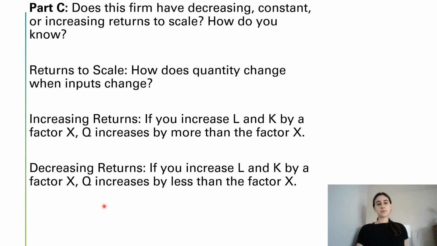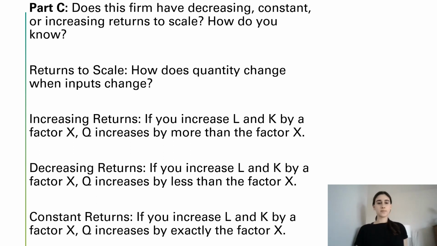Let's look at decreasing returns. Here's what they look like. If you increase the factors labor and capital by a value x, quantity will increase by less than the value x. And lastly, constant returns. If you increase labor and capital by a factor x, quantity will increase exactly by that factor x.